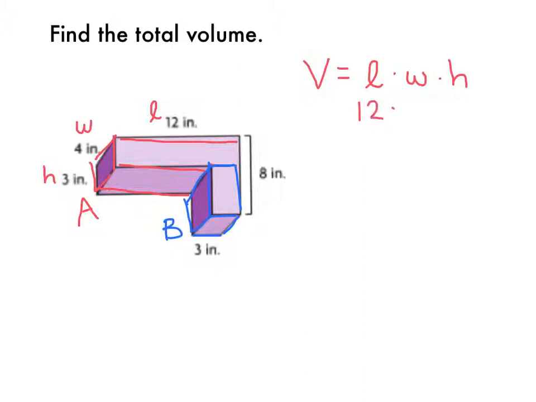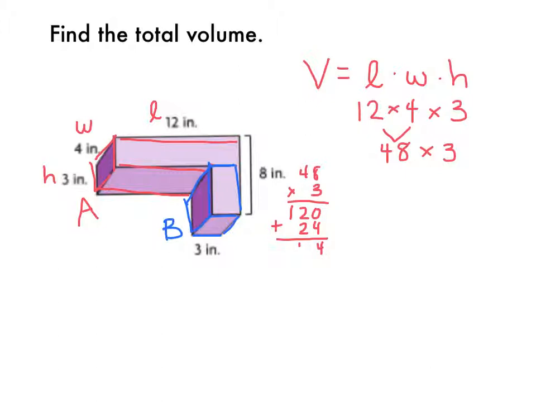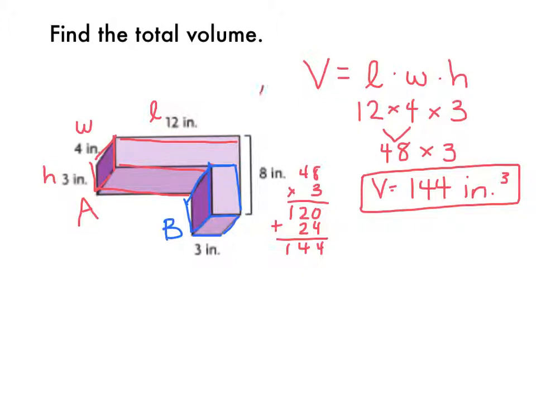12 times 4 times 3. So 12 times 4 is 48, and 48 times 3: 40 times 3 is 120, 8 times 3 is 24. If I add those together, I get 144. So the volume is 144 cubic inches, and that's for A. Okay. Now we need to do the same thing for shape B.